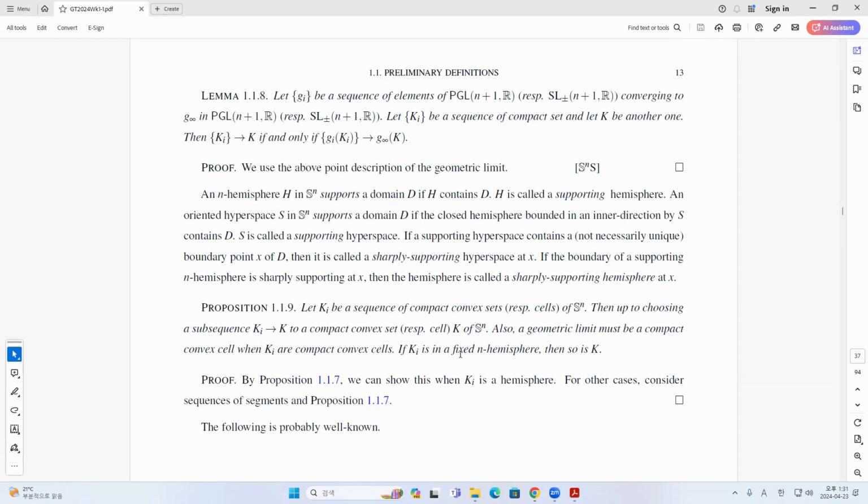Okay, so from this you can prove that if K_i is a sequence of compact convex sets, then up to choosing a subsequence, you can always make it converge to a compact convex set. So if these are cells, then the limit has to be a cell, I mean the compact convex cells will converge to a compact convex cell. So the geometric limit must be inside the compact convex cell when K_i is a compact convex cell, and K is in a fixed hemisphere, then so is K.